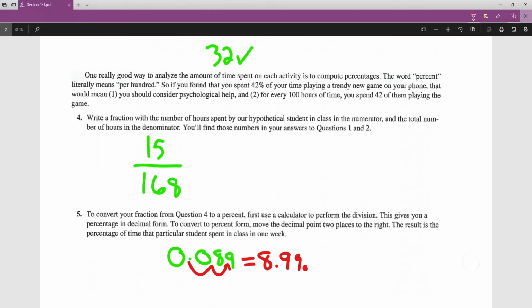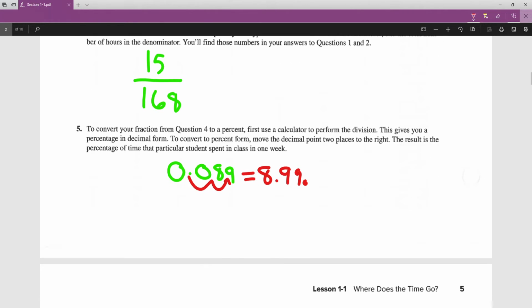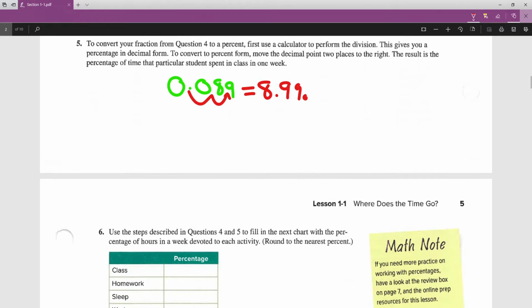So let's fill in a new chart similar to the chart we did in number 1, but instead of hours, let's convert it all to percents. So for example, they do ask me to round to the nearest whole percent. So when I put 8.9 in here for class time, I'm going to round that to 9%. We are going to assume these are all percents, so I won't write the percent each time.